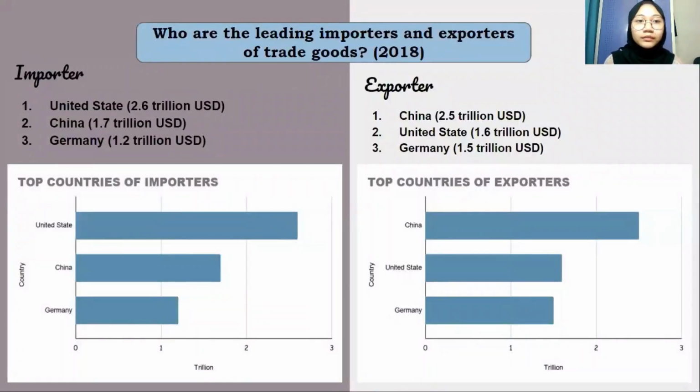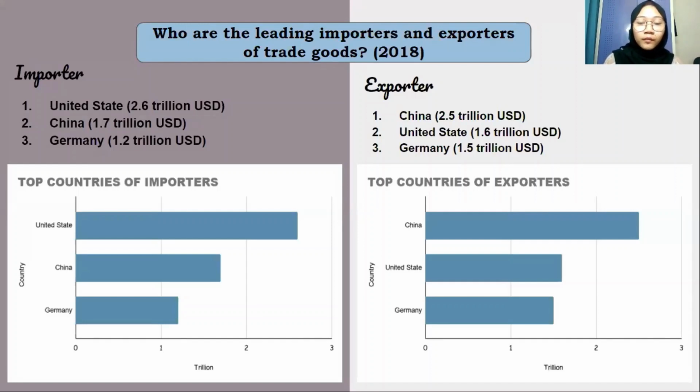Okay, next, the leading importers and exporters of trade goods in the year 2018. For the importers, we can see that the highest country that imports goods around the world is the United States with an amount of 2.6 trillion US dollars. Next, followed by China with 1.7 trillion US dollars, and the third largest importer is Germany with 1.2 trillion US dollars.